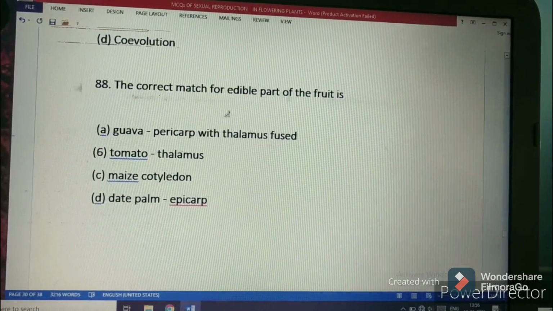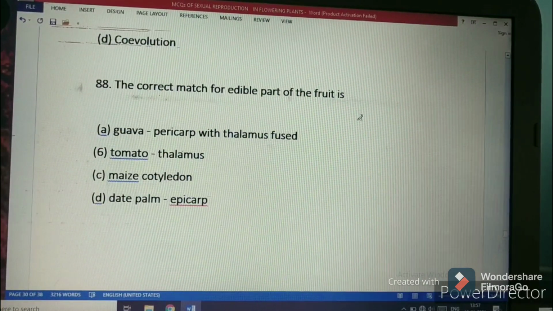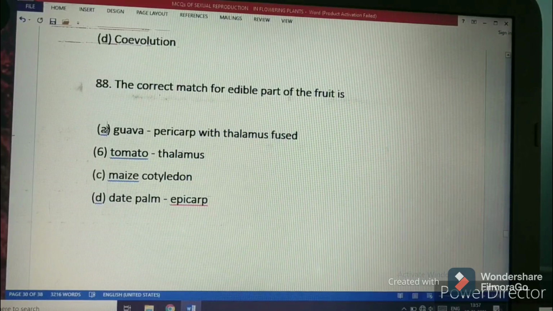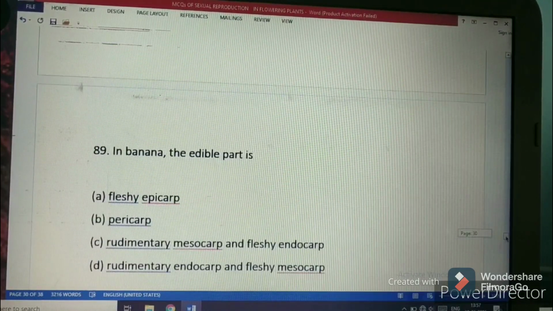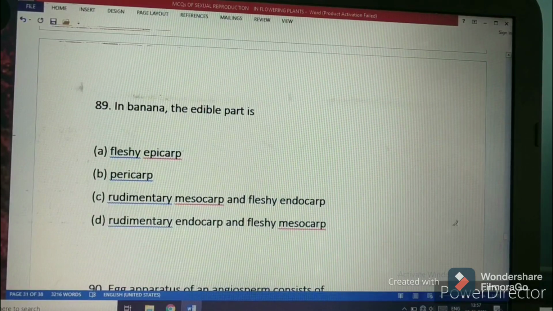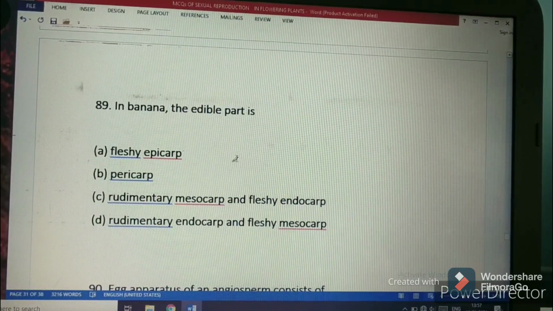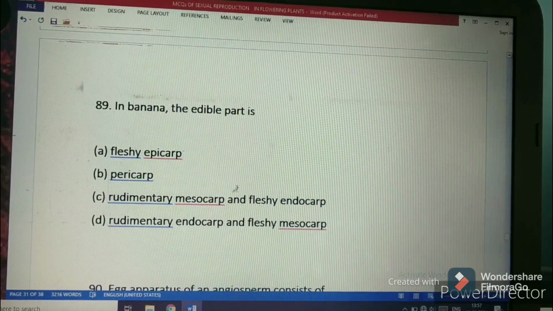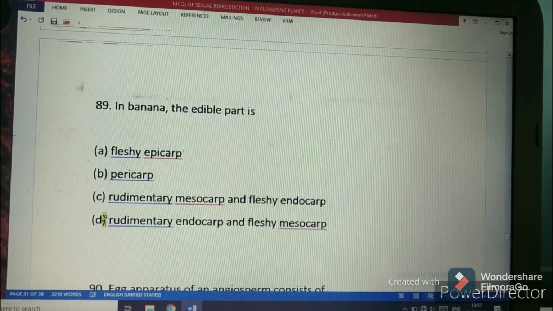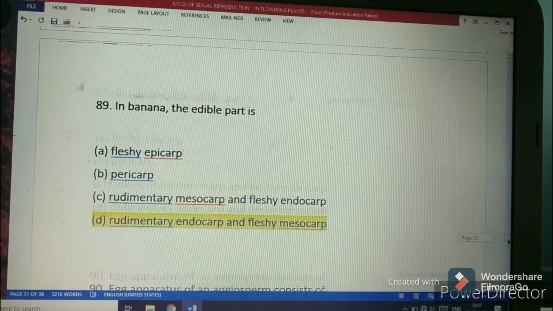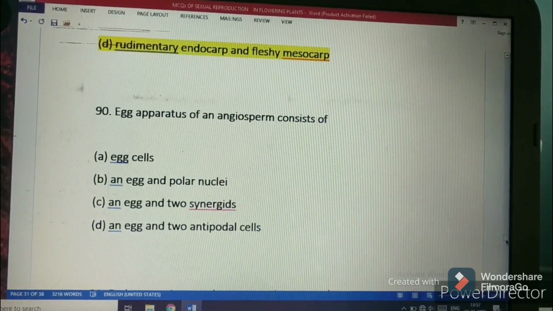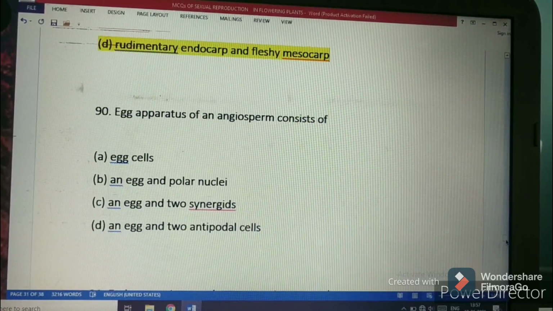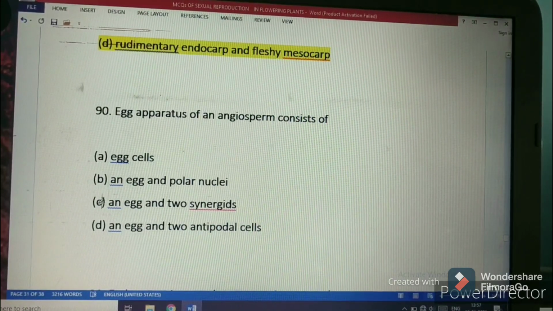The correct match for a false part of the fruit is guava, pericarp with thalamus fused. In a banana, the edible part is mesocarp and fleshy endocarp. And option D is the correct answer. The egg apparatus of an angiosperm consists of egg cell and 2 synergids.